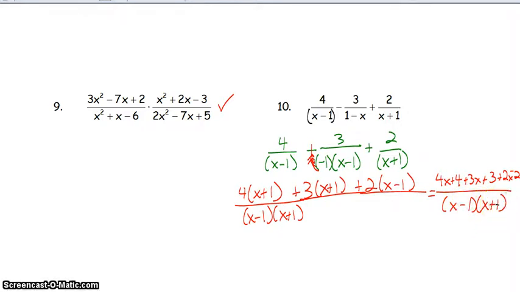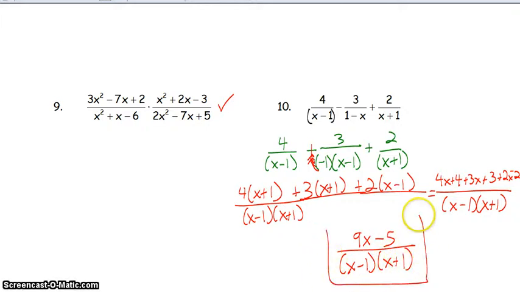So now I combine my like terms. 4, 3 is 7, and then plus 2 is 9x. 4 plus 3 is 7, minus 2 is 5. All over x minus 1, x plus 1.